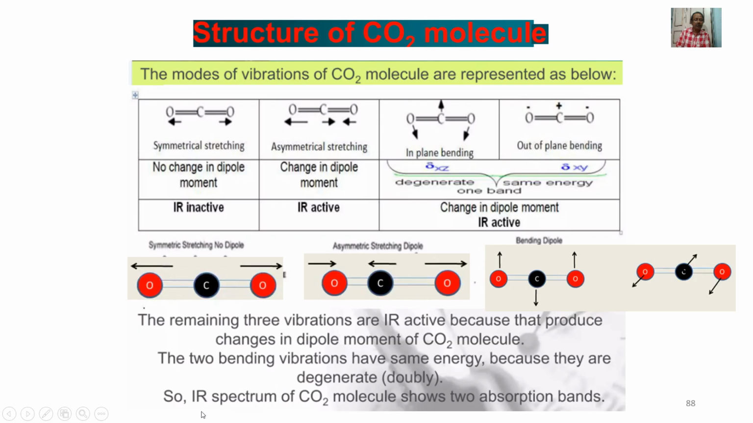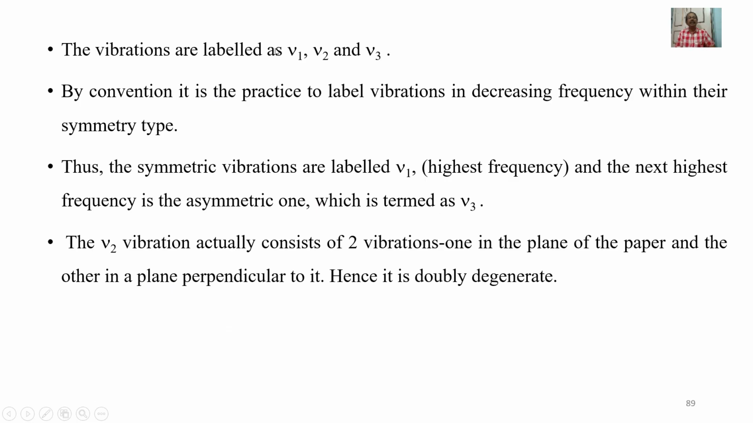So the IR spectrum of the CO2 molecule shows 2 absorption bands. The vibrations are labeled as usual, nu1, nu2 and nu3. By convention, it is a practice to label vibrations in decreasing frequency within their symmetry type. Thus, the symmetric vibration is labeled as nu1, the highest frequency, and the next highest frequency is the asymmetric one, which is termed here as nu3. The nu2 vibration actually consists of two vibrations. One is in the plane of the paper, and another one is perpendicular to it. Hence it is doubly degenerate. They have the same energy.